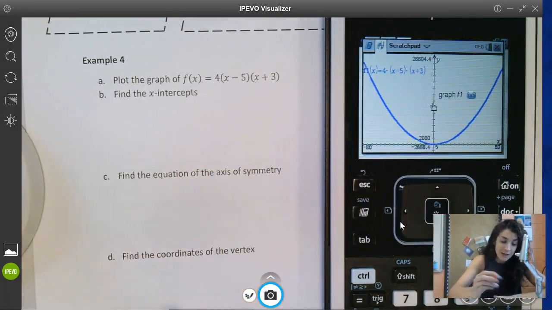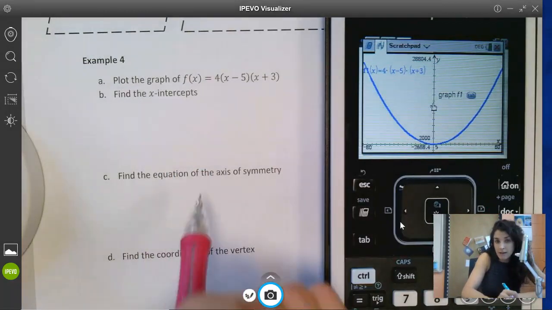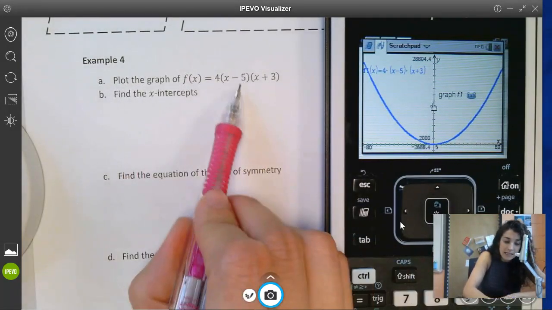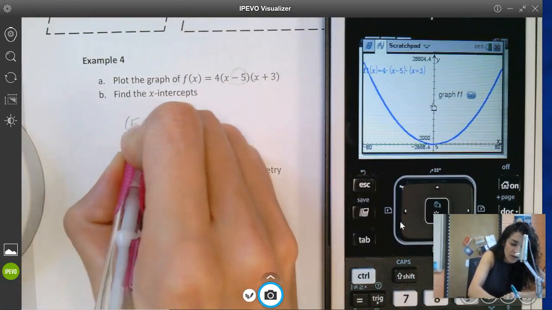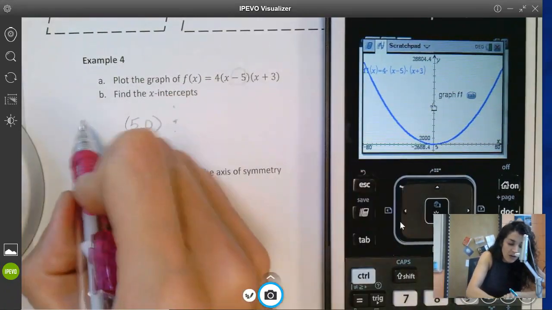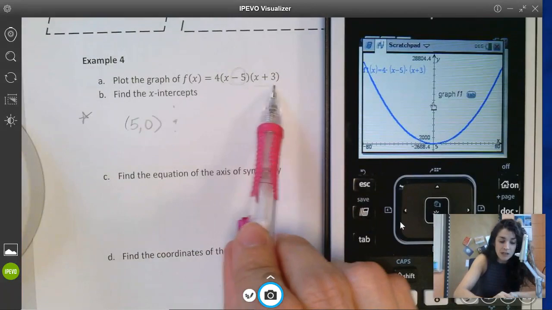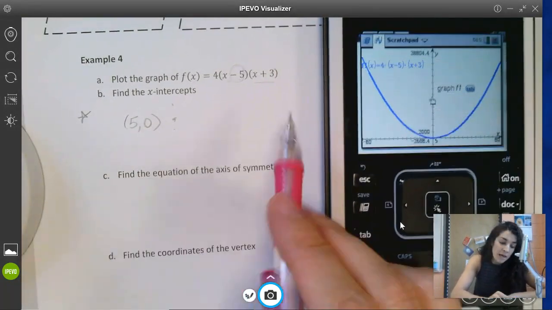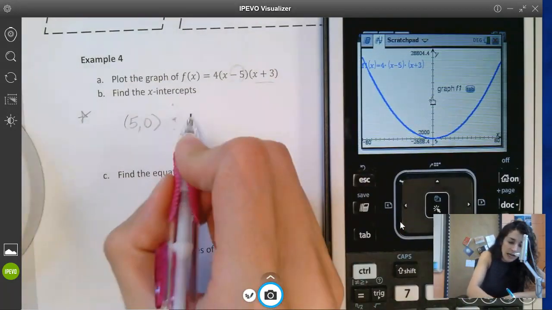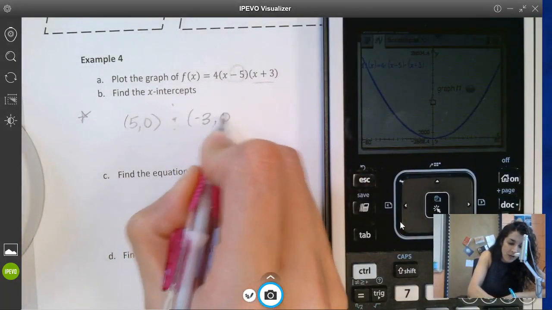It says find the x-intercepts. We don't even have to look at the graph in order to find the x-intercepts because it's going to be the opposite sign of this guy. So your first one is 5, 0. And we're going to have another x-intercept that you can tell from this guy. I would like for you to tell me what that x-intercept is. Because it's a positive 3 here, your x-intercept is going to be negative 3, 0.